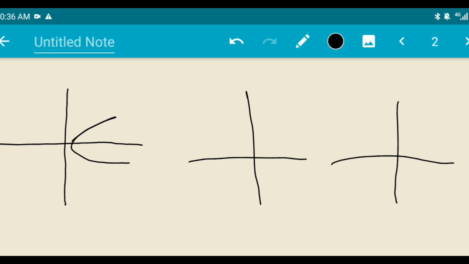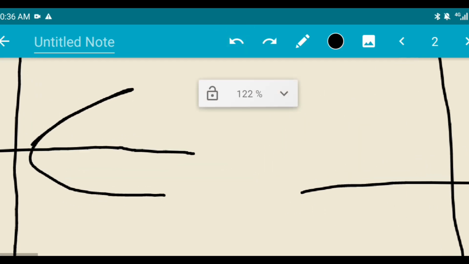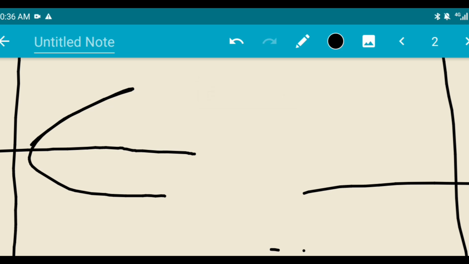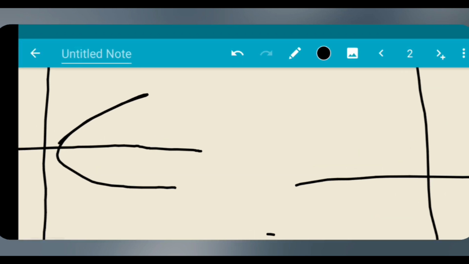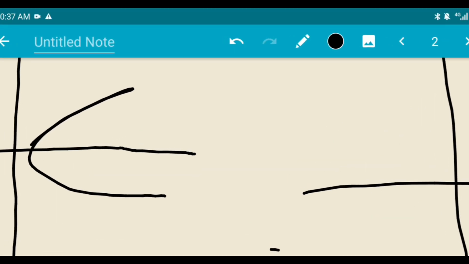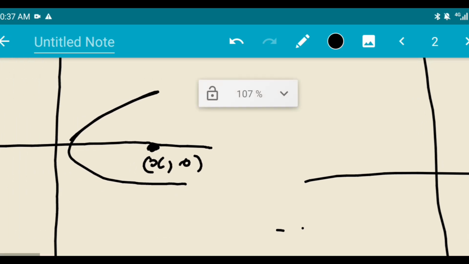So the coordinates of the foci will be some random number p, or x comma 0, okay? It will be x comma 0. But in this case, let's just use p, the letter p. That will come later on as an explanation. So it will be p comma 0. So this would be where the foci would be.